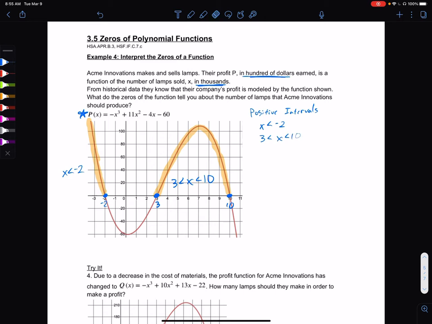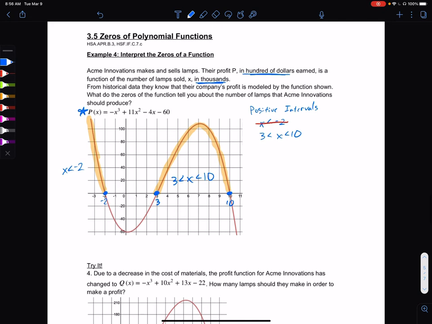Now, x less than -2 doesn't really make any sense in this case. In a real life scenario, this company is making lamps. They can't make -2 lamps. It doesn't make any sense, so we can eliminate that interval. It's not going to be a concern of ours. That makes the problem incredibly simple. Since we have the graph of the function, we can interpret it very easily. The zeros tell us that we should produce between, in this case, 3 and 10.